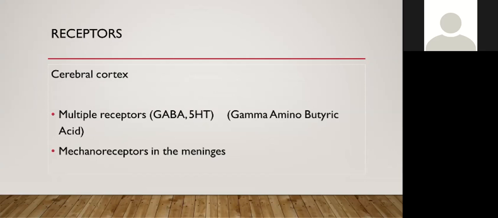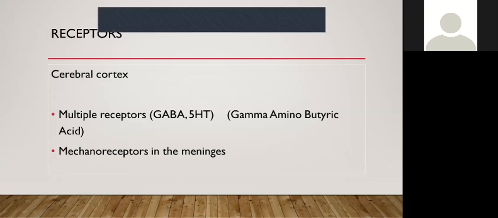The other one is the mechanoreceptors in the meninges. So in conditions of raised intracranial pressure, such as space occupying lesions of the brain, raised intracranial tension will stimulate the mechanoreceptors, causing nausea and vomiting because of raised ICT. So these receptors are in the cerebral cortex. Next slide.